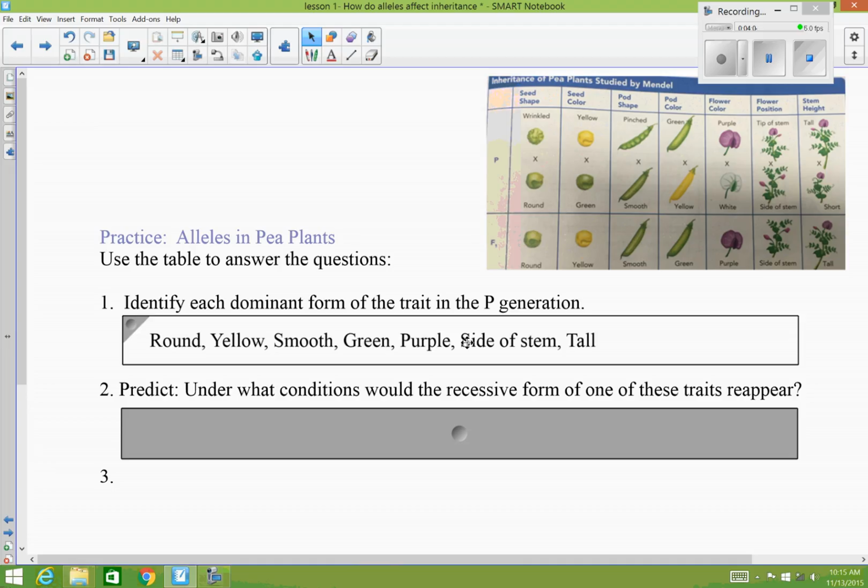You should remember that anytime the dominant allele is present, the dominant allele takes over. So think about that. Okay. And here's your answer. The only time you're going to see a recessive allele is when both alleles are recessive. So in order to have a wrinkled seed shape appear, both parents would have to have that allele for seed shape.